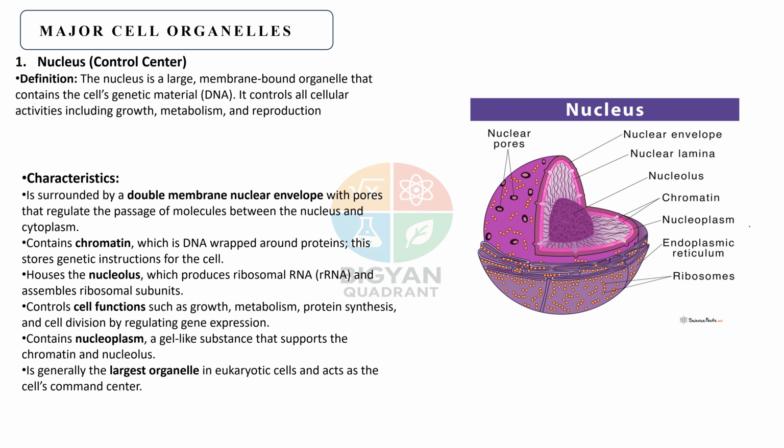Now the major cell organelles. There are mainly five major cell organelles, that are the nucleus, mitochondria, endoplasmic reticulum, Golgi apparatus, and the ribosome, that are found in both animal and plant cells.